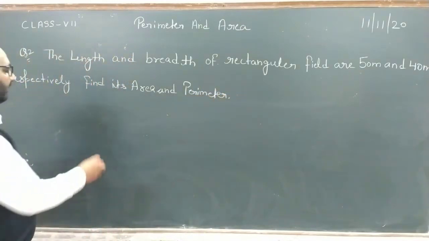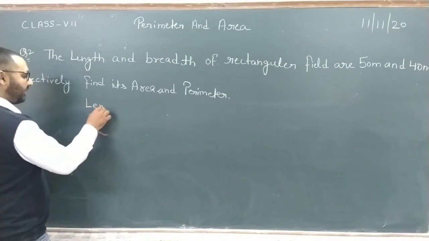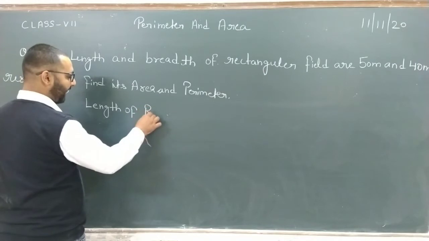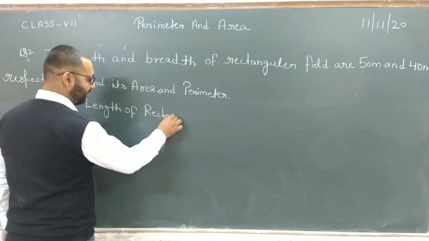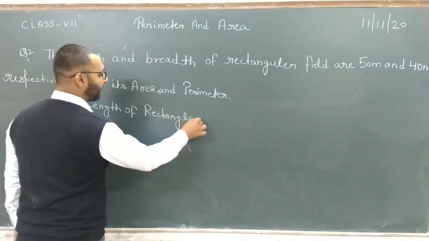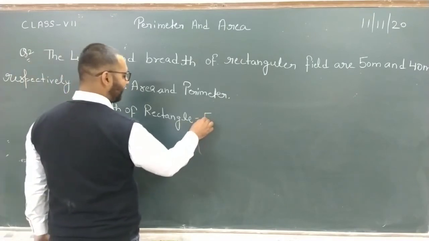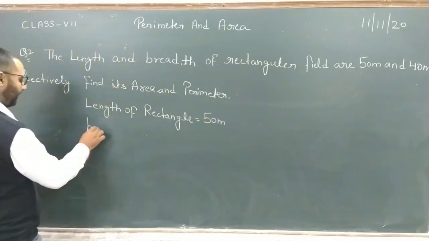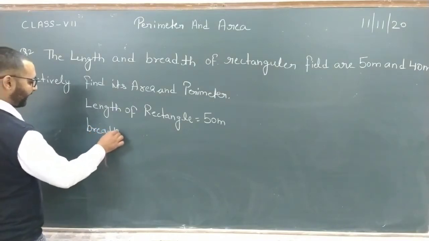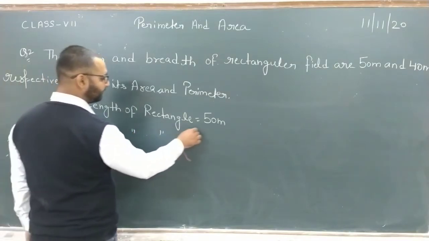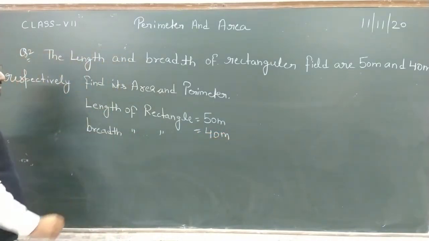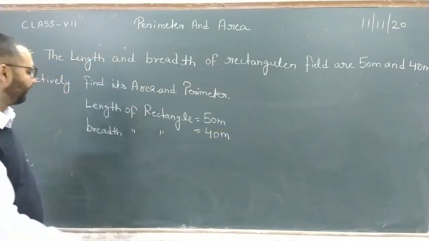Let me write down that length of rectangle is 50 meter, and here breadth of rectangle 40 meter. So first of all I will find out area.